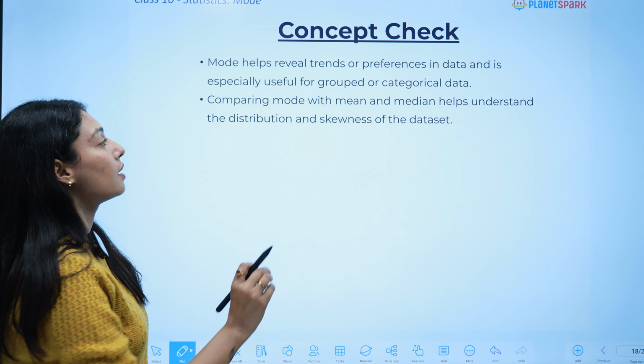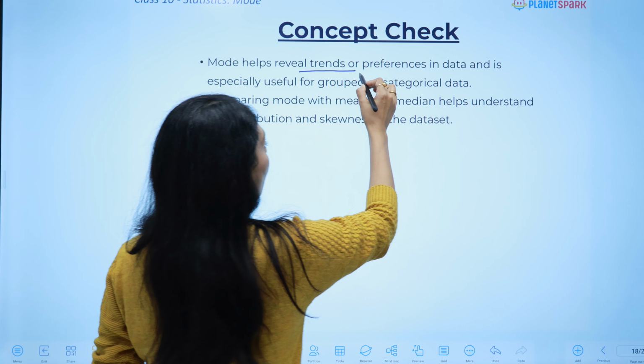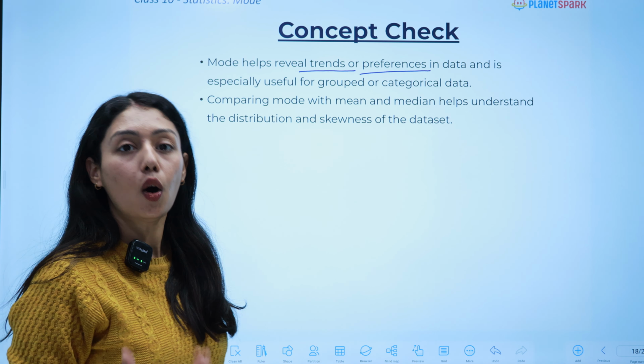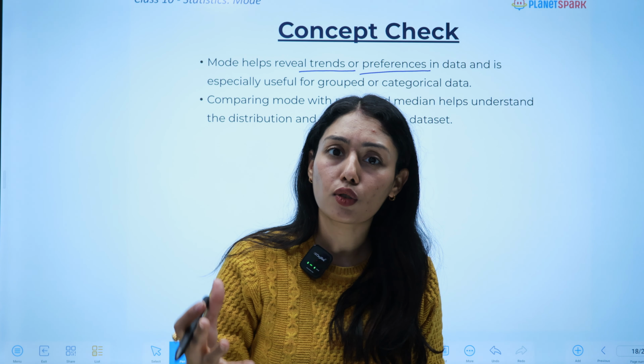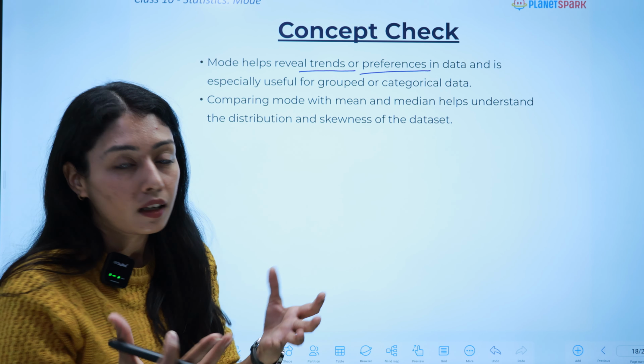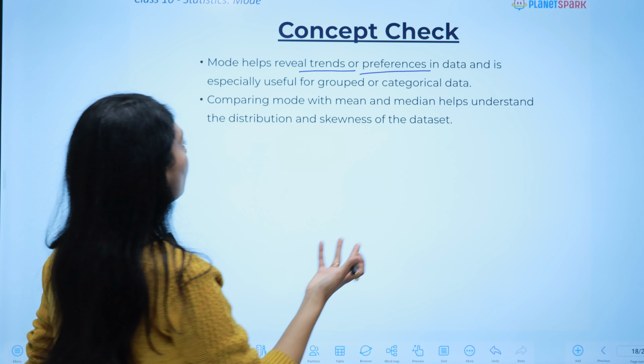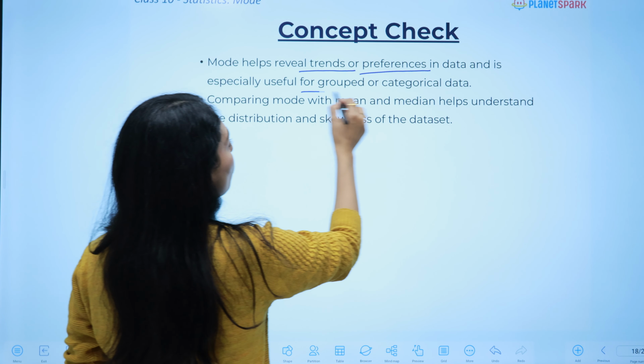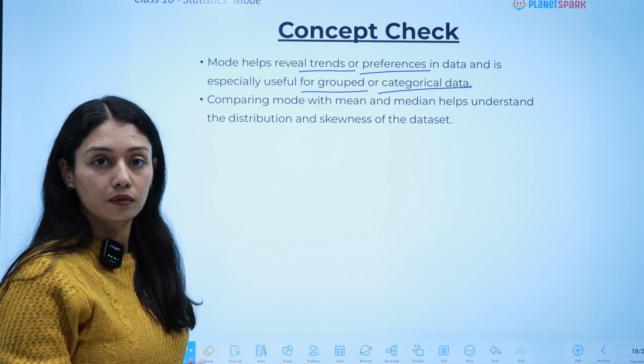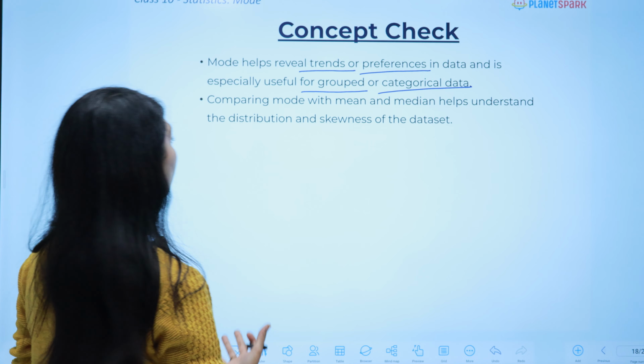Now mod helps us reveal the trends or the preferences in the data. How? Because it is the most frequent value. What is the most common choice? If we know, then that is the trend. Okay, and especially useful for grouped or categorical data, right? Just like the class intervals we saw here.